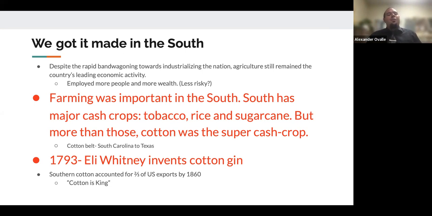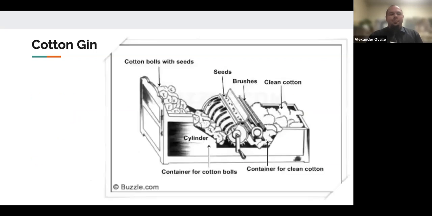Southern cotton accounted for 2/3 of U.S. exports as a country by 1860. 2/3 of what we're selling out to the world: king cotton, cotton from the South. Cotton is king. That's all she wrote.